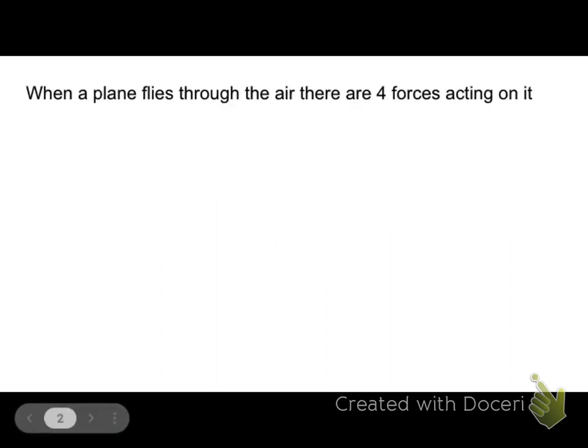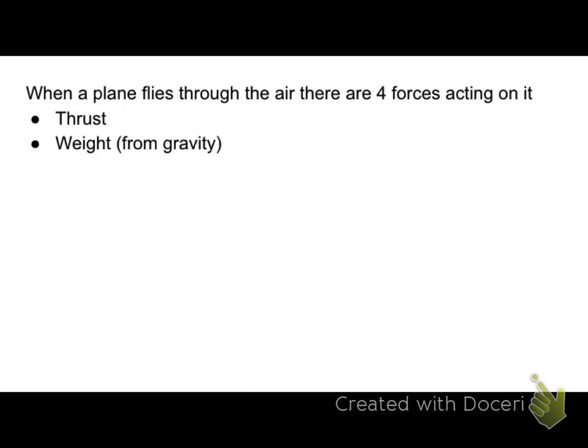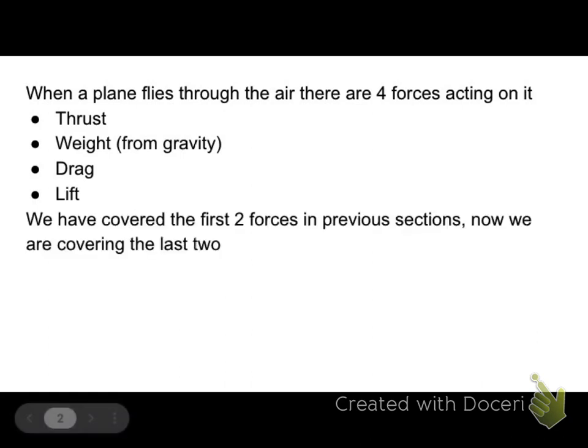All right, so when a plane flies through the air, there are four forces acting on it. Those four forces are thrust, that's the force that comes from the engines or the propeller, okay? The force of weight, which is just another way of saying the force of gravity, okay? That one's pulling down. Drag, the force of air resistance, and lift, the force that allows the plane to move up into the air.